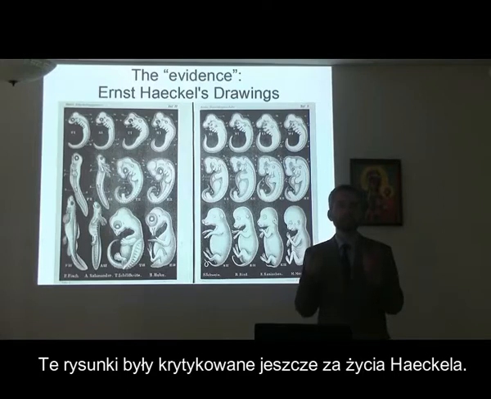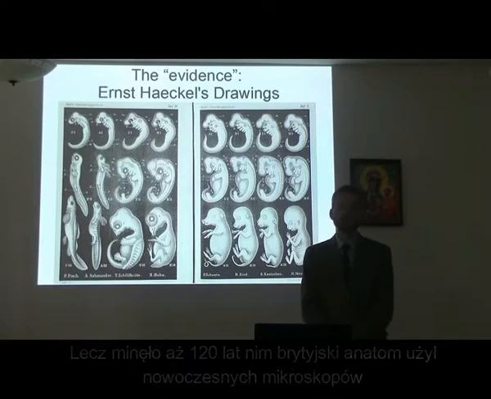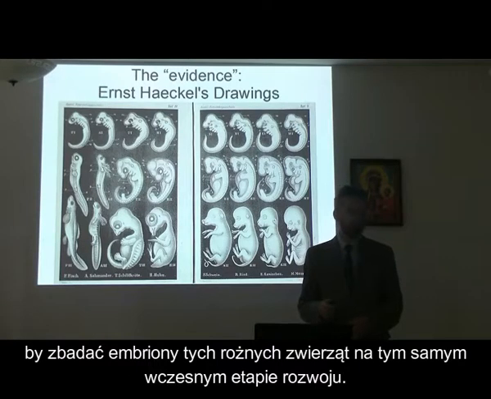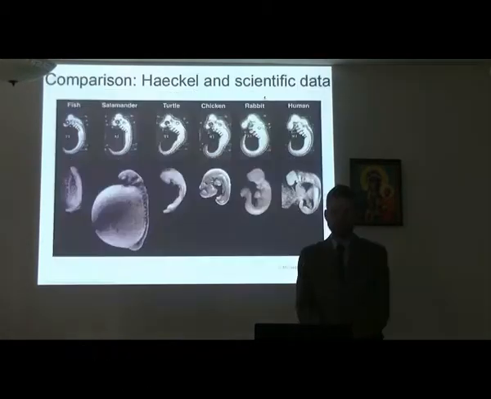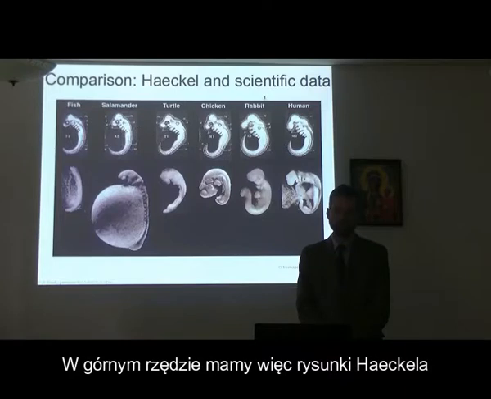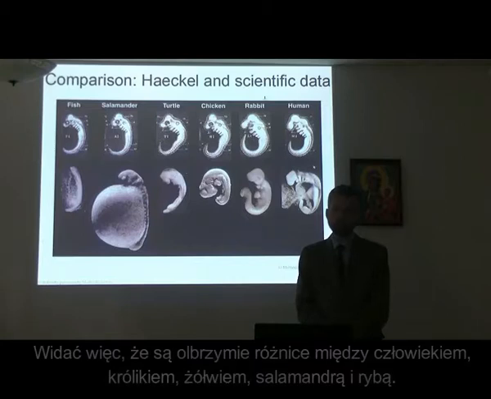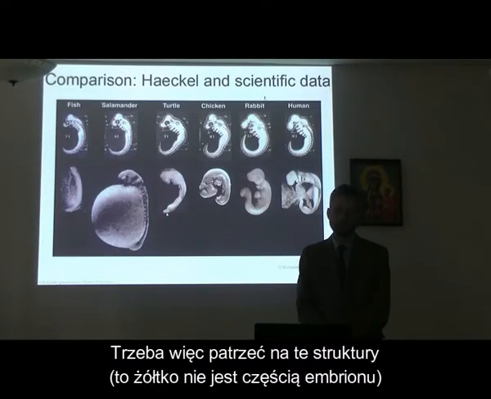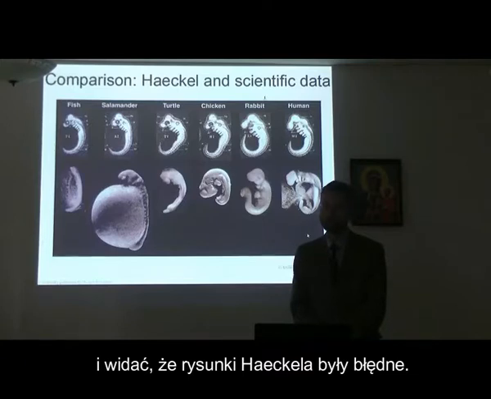These drawings were already criticized when Haeckel was alive. But it took 120 years until a British anatomist used modern microscopes to examine the embryos of these different creatures at the same early stage of development. And this is what he found. So this is Haeckel's drawing in the top row, and these are real photographs below. As you see, there are huge differences between human, rabbit, chicken, turtle, and salamander, and fish. You have to look here at these structures. This is a yolk sac, which does not belong to the embryo. And you see that Haeckel's drawings were wrong.